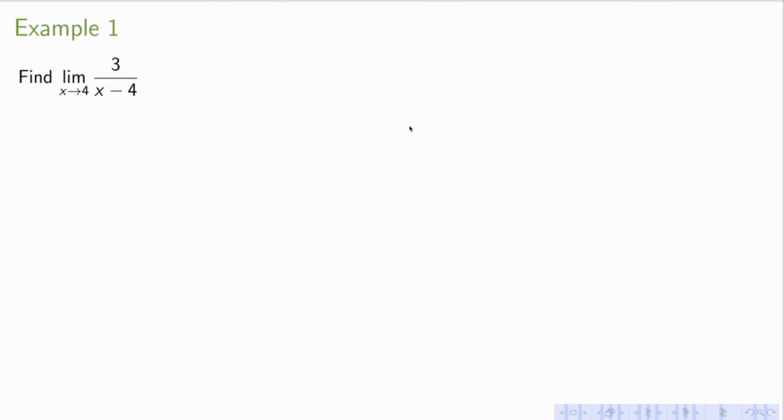Final example, limit x to 4 of 3 divided by x minus 4. If you substitute x is equal to 4, you get a 0, right? This is of the form 3 divided by 0. So this is also problematic. We could try the same idea of rationalization, but it does not work. And so I show you here what does not work, but I still show it.